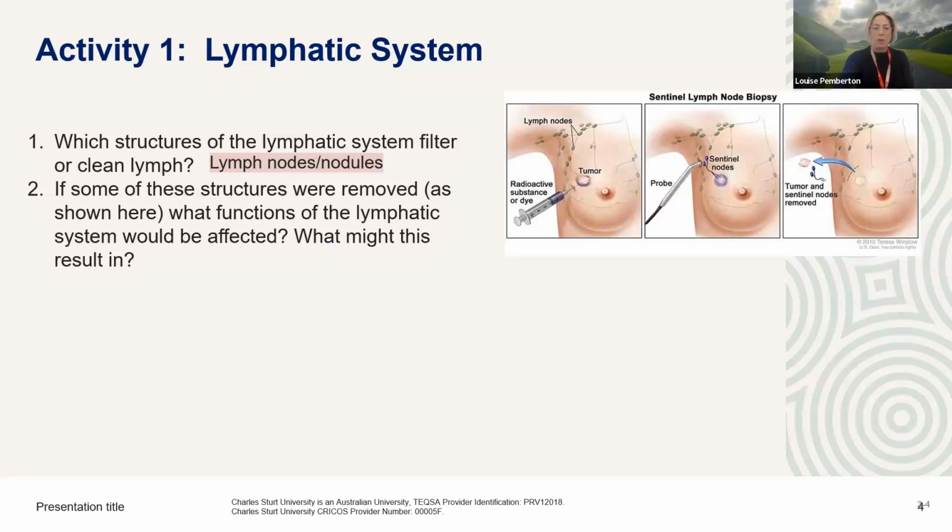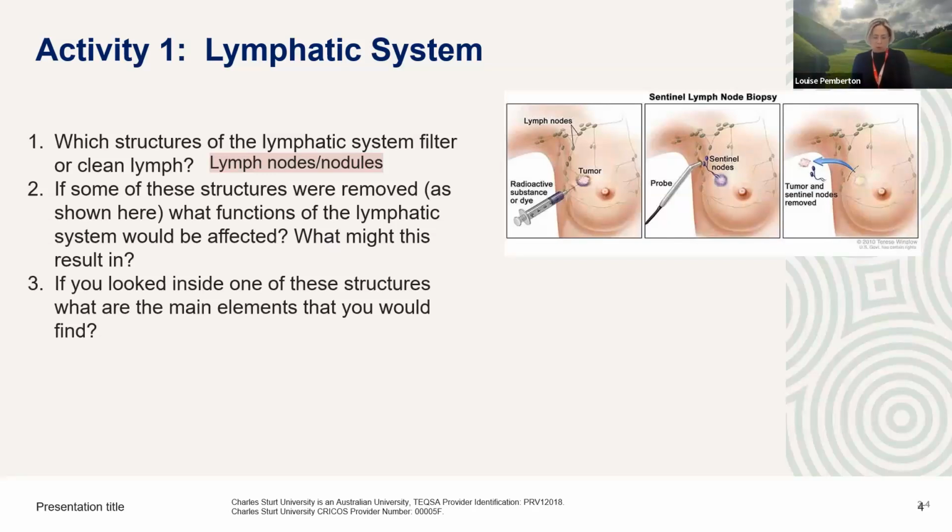Okay, so now moving on, if you looked inside one of these structures, what are the main elements that you would find? You're going to have your lymphocytes. So yep, T cells. Yeah. Macrophages. Yeah, nice. I just have to do one little thing that I forgot to do before class. Okay, so yeah, you'd have immune cells, absolutely. Anything else you'd have?